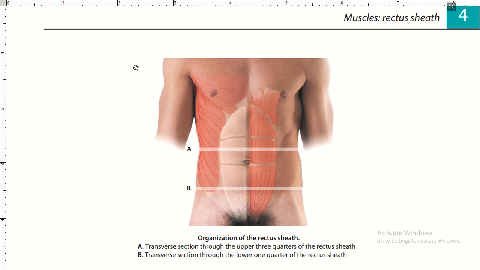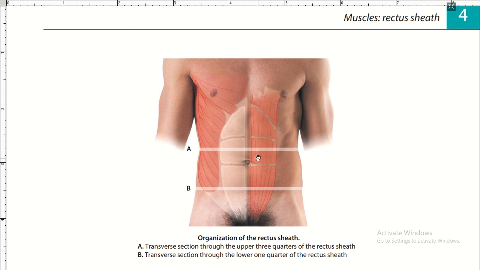Today we're going to talk about the rectus sheath. In one of our previous videos, we spoke of the rectus abdominis. We also spoke of the pyramidalis muscle, and we said these muscles are found in the rectus sheath. So what is the rectus sheath? What does it contain? Let's find out.